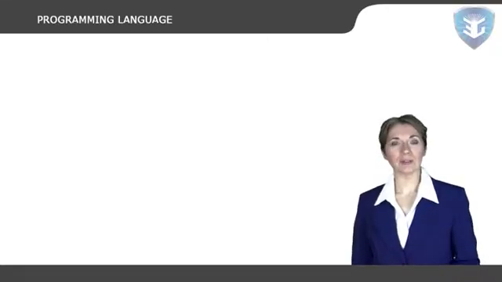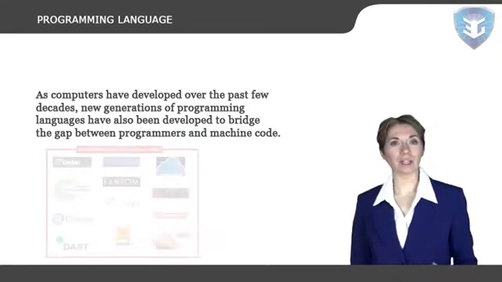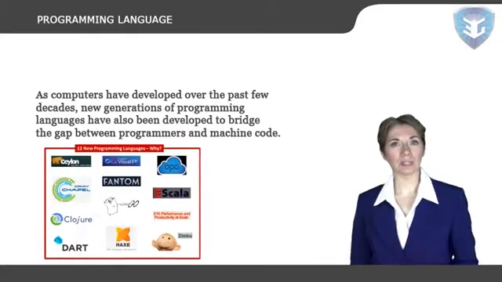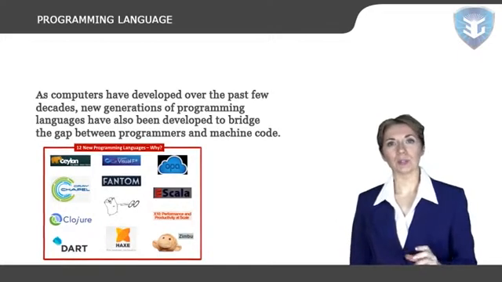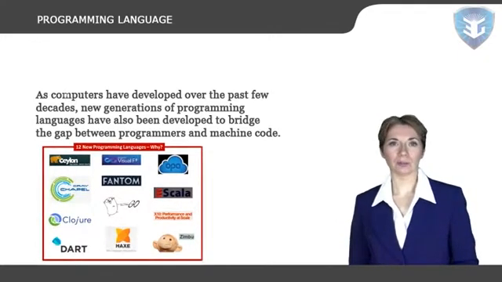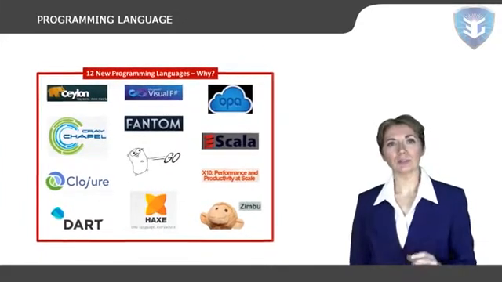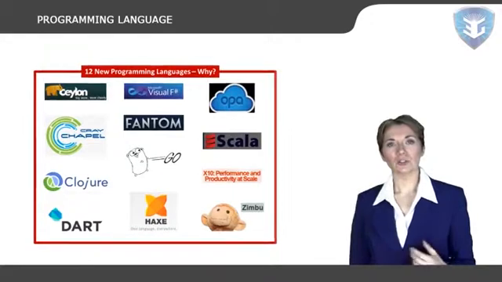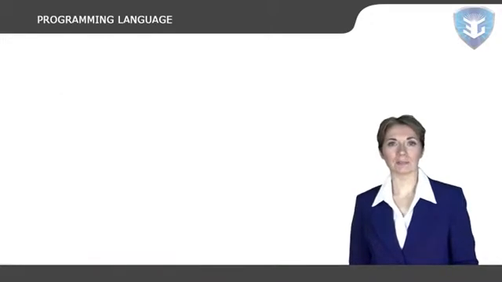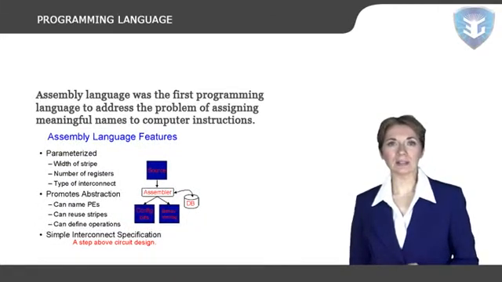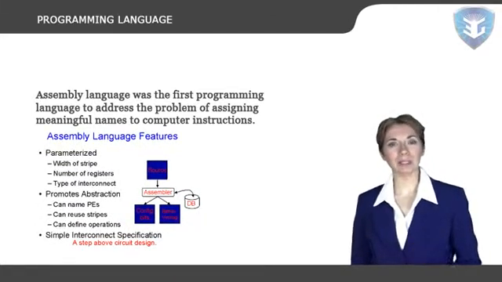Let's start with a brief introduction to programming language. As computers have developed over the past few decades, new generations of programming languages have also been developed to bridge the gap between programmers and machine code. An early solution to simplifying programming was the use of hexadecimal notation to represent machine instructions. Assembly language was the first programming language to address the problem of assigning meaningful names to computer instructions.